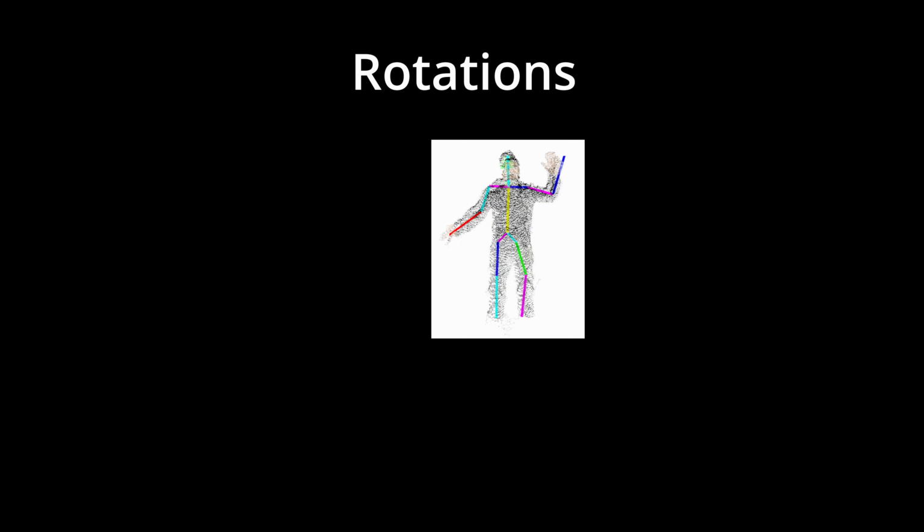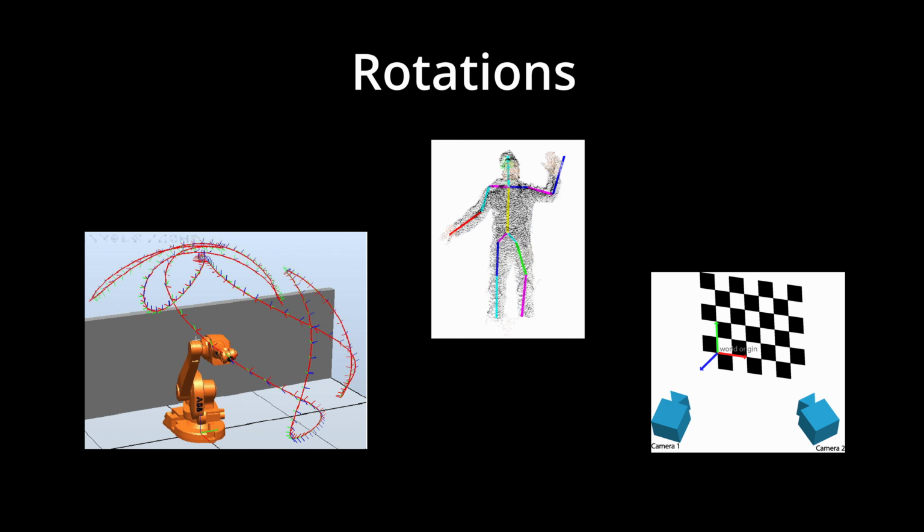Rotations are everywhere in robotics, from pose estimation to motion planning and calibration. Today we'll build them from the ground up, starting in 2D and then stepping into 3D. Most of you should be familiar with how to change the position of a vector. We simply add a second vector and the sum of them gives us a new one.